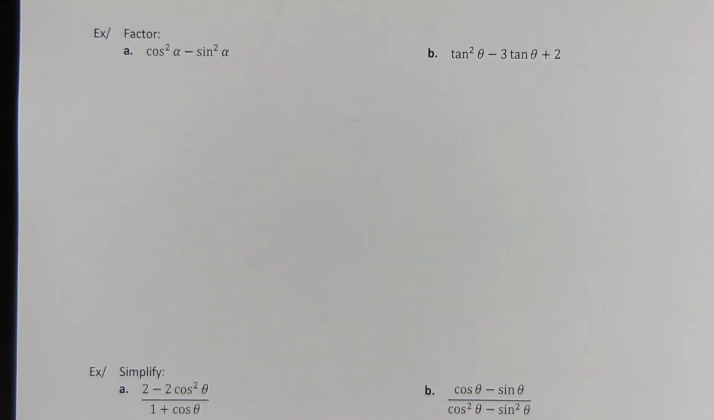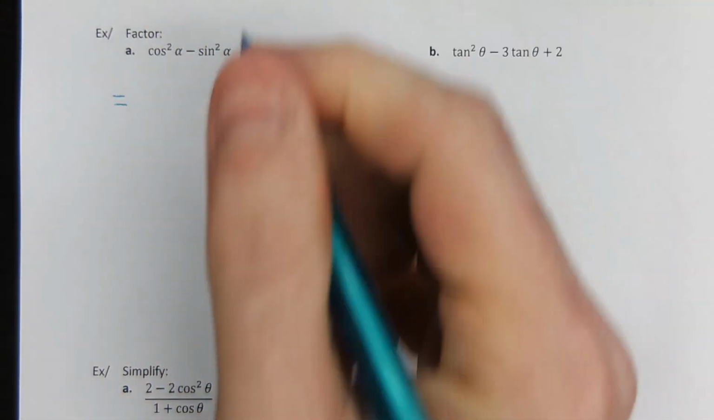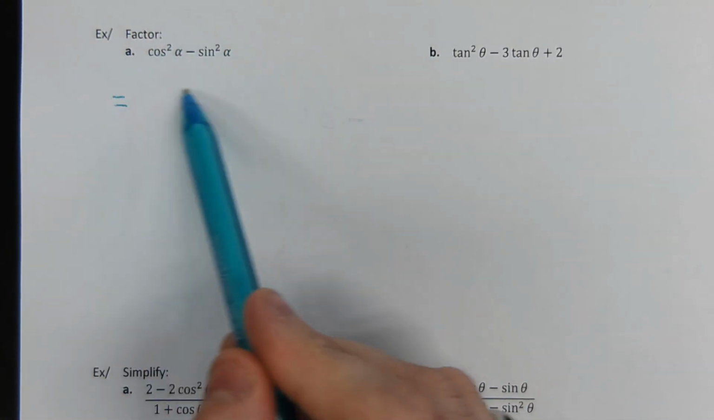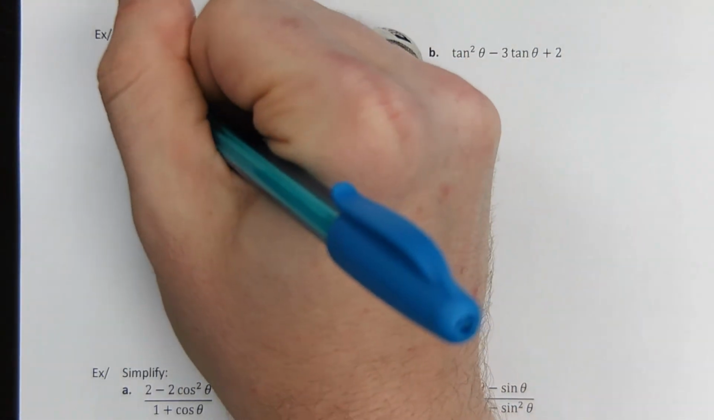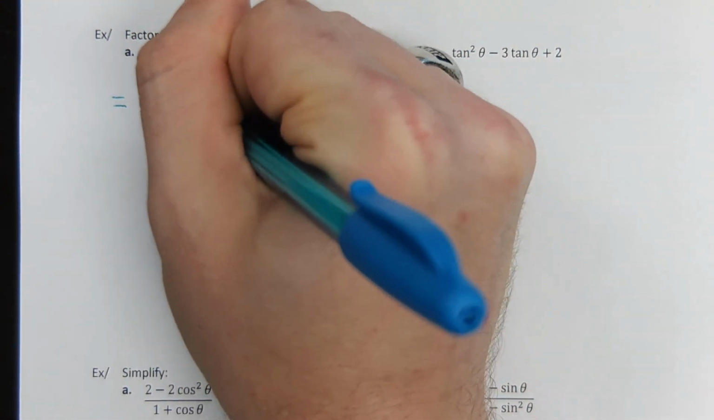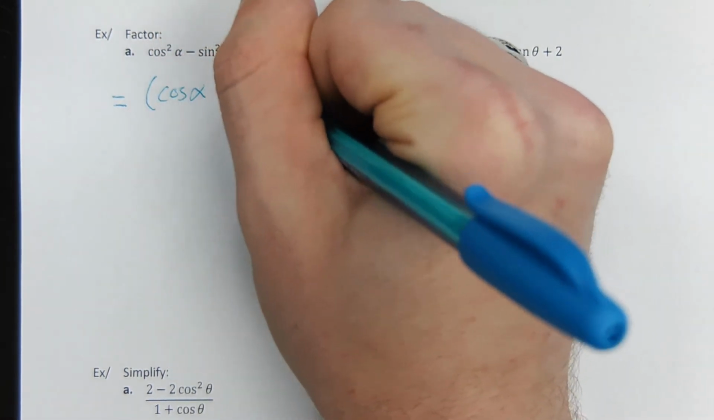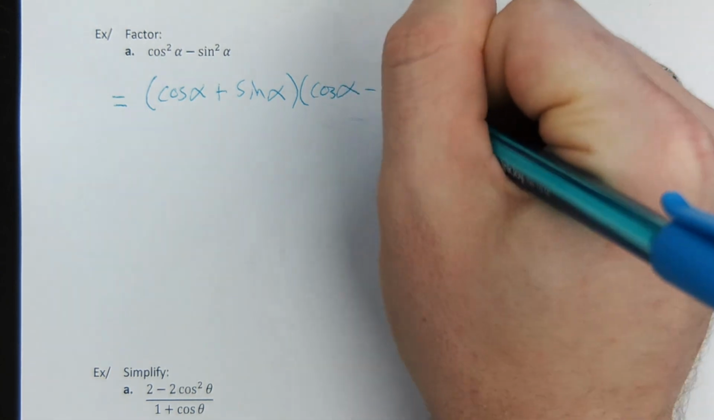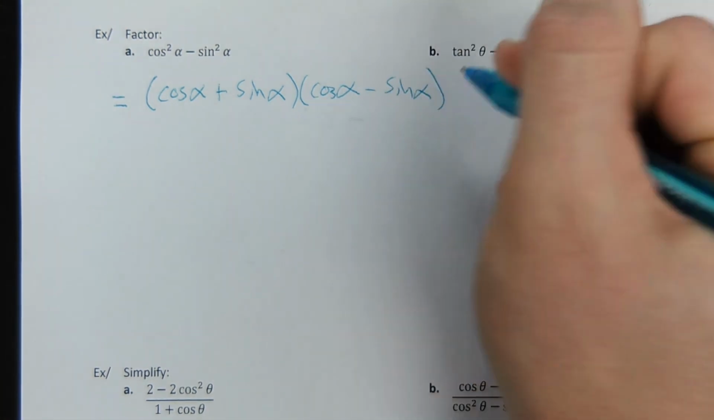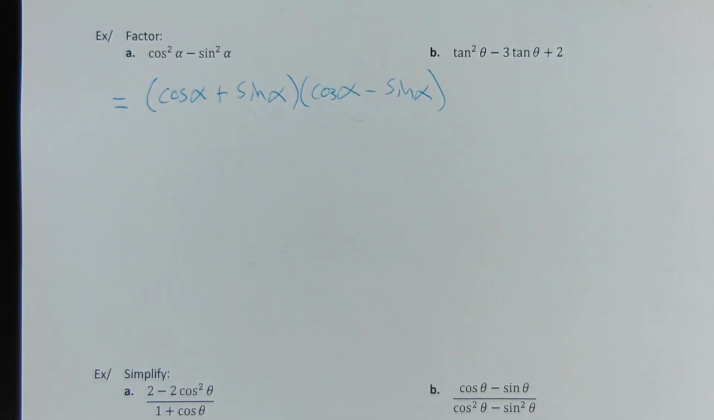Factor. Hey, look, the difference of two squares. It factors instantly. Which, by the way, is also cosine of 2 alpha. But that's not what we were told to do. Cosine alpha plus sine alpha times cosine alpha minus sine alpha. There, it's factored. Done.